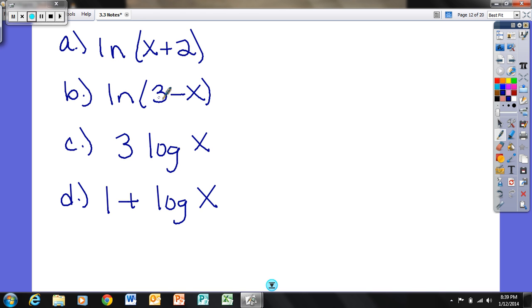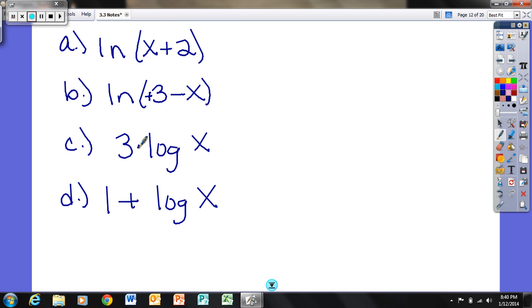In letter B, again, you're changing something to the x. This is really a positive 3 in front, right? We just don't write the plus sign. So that means that we're going to be shifting this graph 3 units to the left, and then we're reflecting over the y-axis because we have a negative sign in front of the x there. So shifting 3 units left and then reflecting over the y-axis.